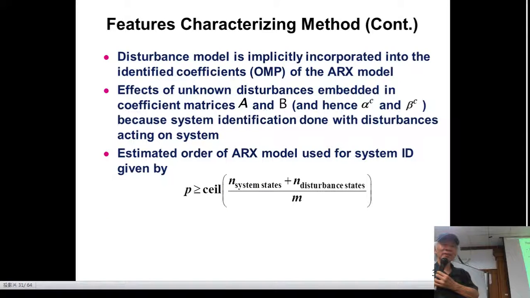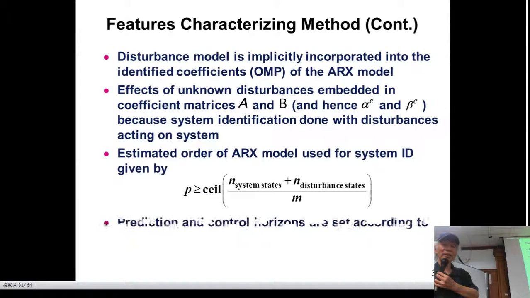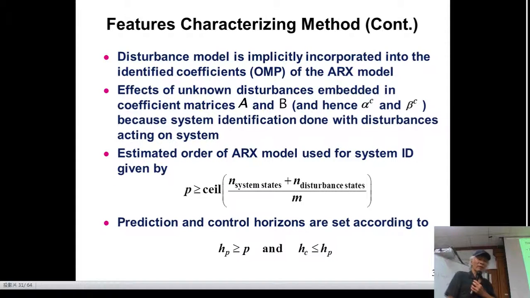So that's something that I'd like to tell you, and following that, the control horizon and system prediction horizon. In most cases we all use SP equal to P, SC equal to P, so they all equal P. That's in practice, because there are too many numbers you can choose. Sometimes it's not a good idea.